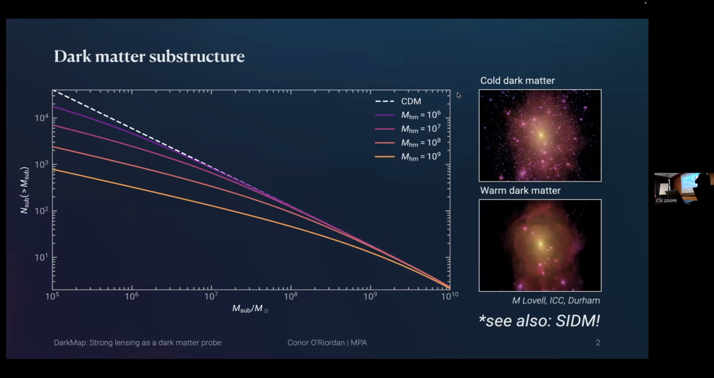I'll talk a little bit also about self-interacting dark matter. And the signal we're looking for in that case is this core collapse process that happens in self-interacting dark matter subhalos, where you end up with subhalos which are much, much more concentrated than you would get in CDM.